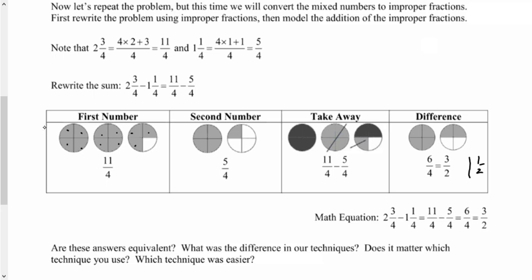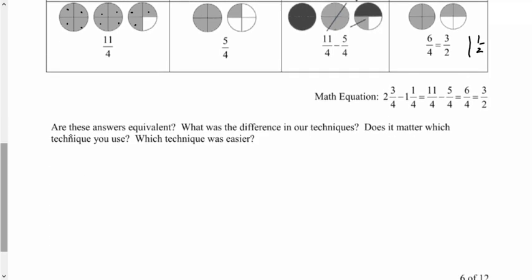It really doesn't matter that much. So let's see this. Are these equivalent? Yes, they are. So you can use either one. What's the difference in the techniques? Well, one of them was changing to an improper fraction, and then of course the numerators would get a little bit larger, right? 11 was definitely larger than anything else we had. Does it matter which technique you use? Not really.